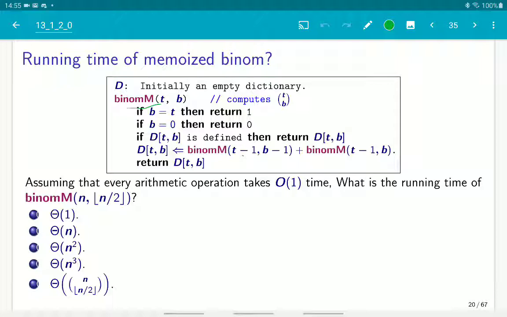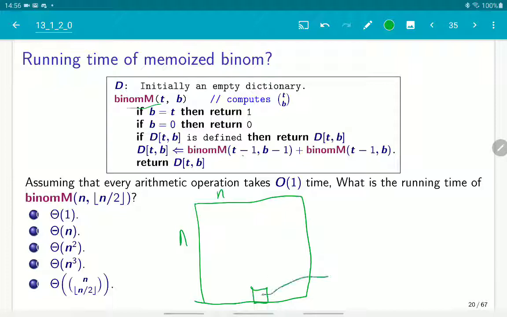So not happy days. Okay, let's move on to the next question. Now we are looking at the memoized version, and the question is what is the running time? To analyze this, you need to think about what is going to happen. We're going to have this n by n matrix, and then we're going to ask to compute this value, the n over 2.